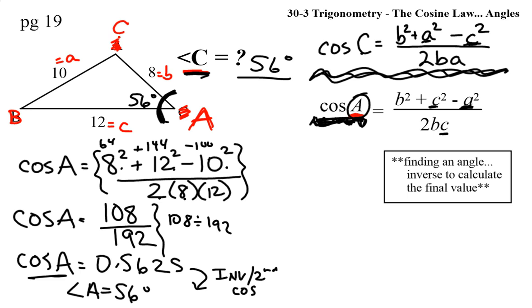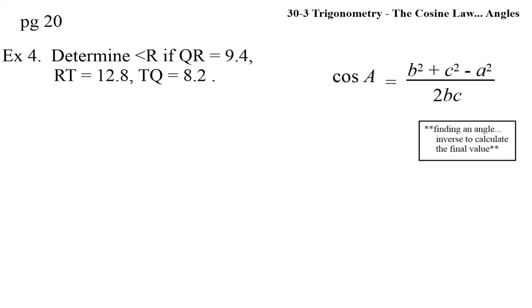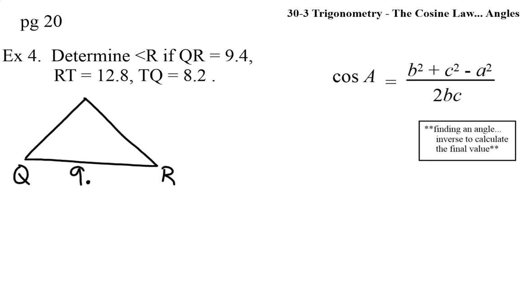There's your cosine law. One more. Let's go to page 20 and take a look at the question on page 20. Page 20 is a straight up triangle. It gives us information, but doesn't give us the triangle, so we just need to sketch the triangle a bit. Label it. We want to find angle R. We have side QR, which I'll call 9.4. We have side RT, so I'm going to call that T because side RT is 12.8. And we have TQ, which is 8.2. We're trying to find angle R.